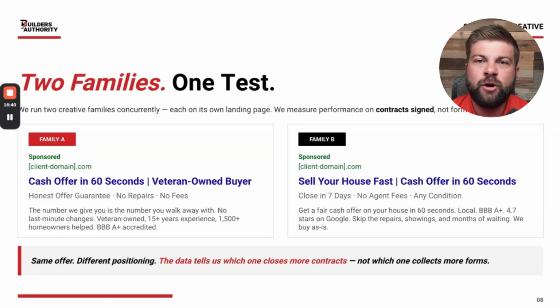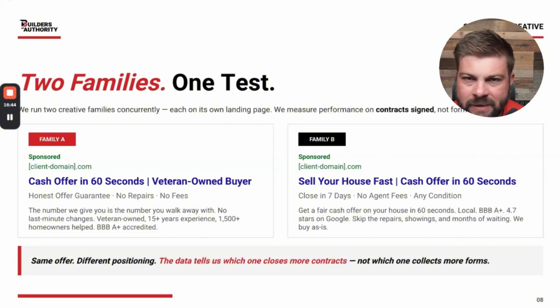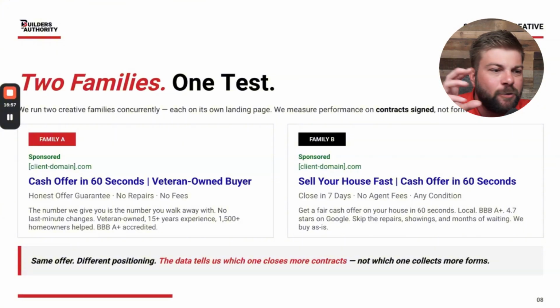So we have 2 creative families running concurrently. We're A/B testing positioning, what's working and what's not. Family A leads with differentiators, right? Honest offer guarantee, veteran owned, the things competitors typically aren't saying, but that aren't unique to most businesses, right? They're unique to our client. Family B leads with the benefits: cash in 7 days, no agent fees, close on your timeline.